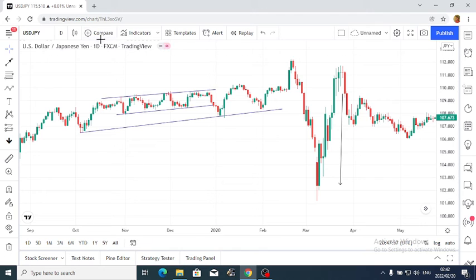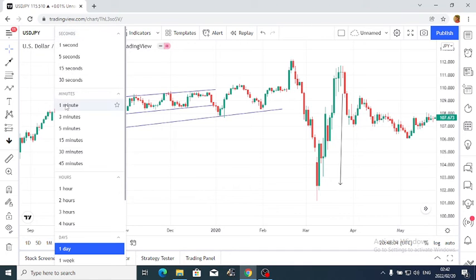Now we can switch all the way to lower time frames and see candlestick by candlestick. For example, one daily time frame is okay, how many 1 hour time frames? It's 24, right?